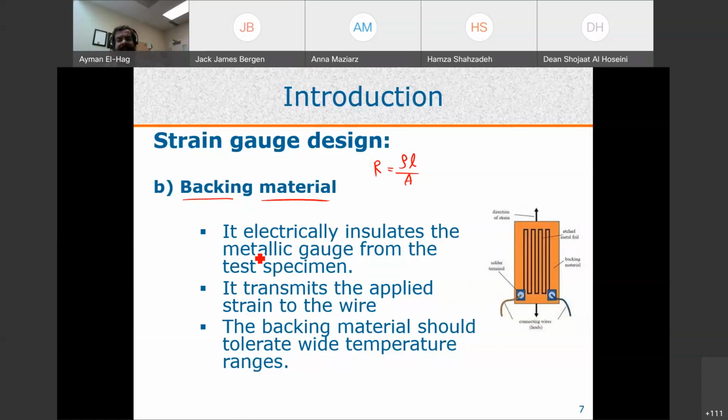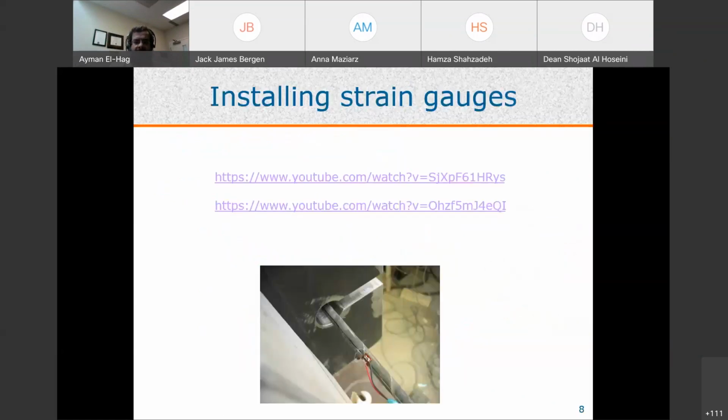And also this material can transmit in a very efficient way the strain that happened on the structure to the wire, so it will not absorb these changes, otherwise the sensor becomes ineffective. And this backing material, as I mentioned, the sensor will be in outdoor conditions, so it has to be very robust when it comes to harsh environmental conditions.